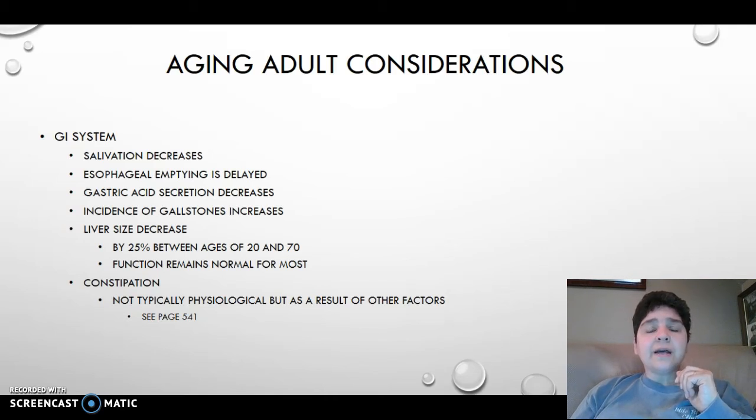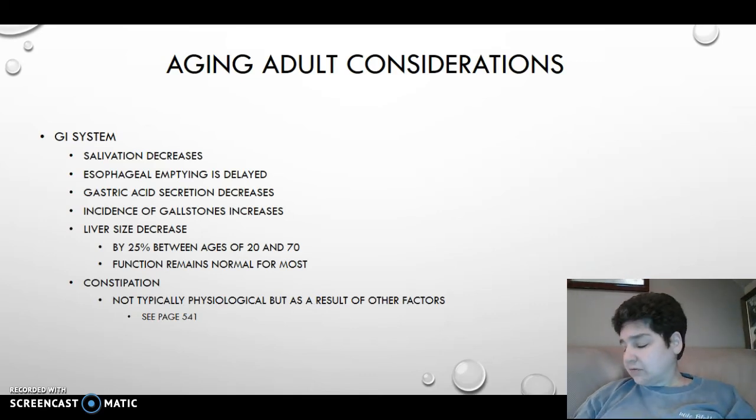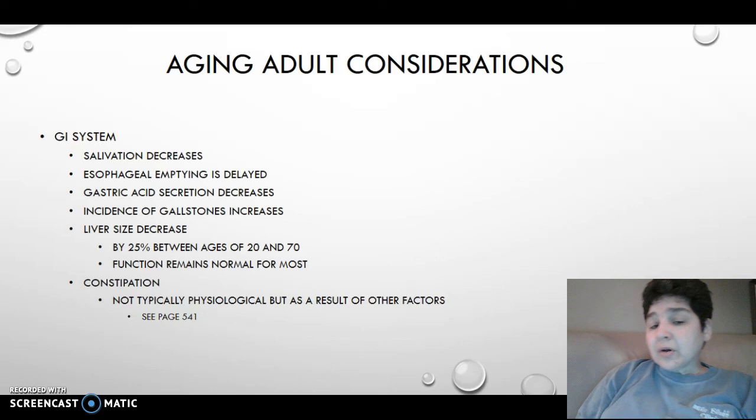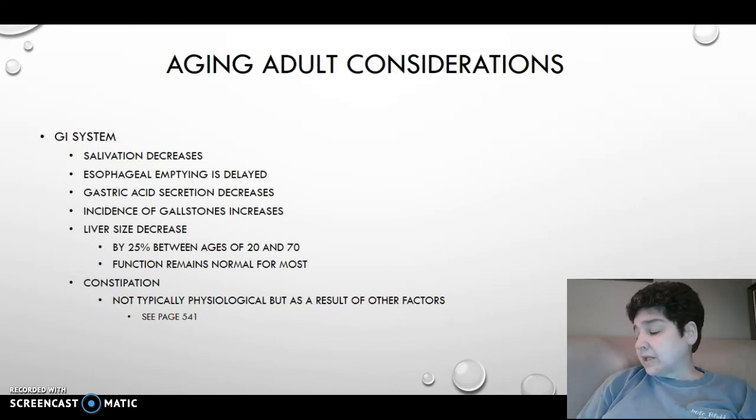Constipation also can be a consideration for aging adults. Now, it's typically not because of a physiological factor, so to say, but it can be a result of other factors. If you look at page 541 in your textbook, it really talks a lot about all of these things that can happen. I'm looking at my book now, so I'm sorry I'm not looking at the camera, but I just wanted to read a little bit.